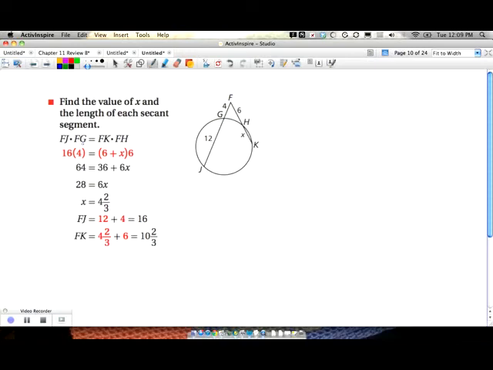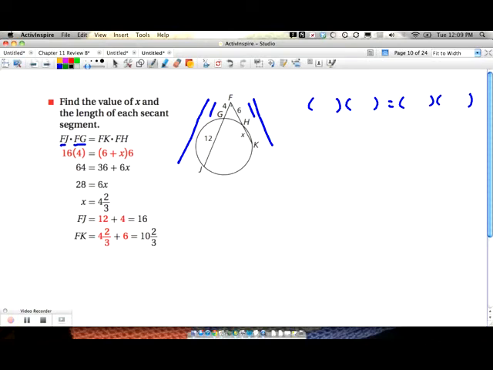Now this next example is a little bit different. Notice it has FG and FJ and AFG. So that's the whole thing times this piece. And the other one's FK and FH. So it's the whole thing times this piece. So now we still have that same setup. Two pieces multiplied on one side and two pieces multiplied on the other.